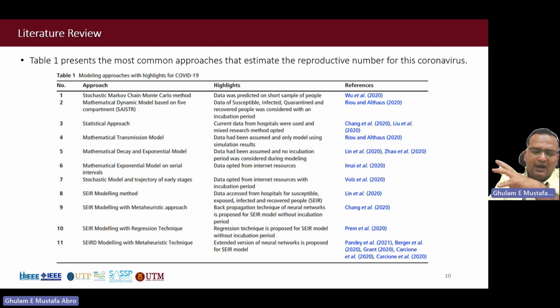The most used modeling approach that you can see is number 8 and 9. It is also used in several places, and some people also put a regression model in it, and then some people also took another variable, that is the dead people. So you can see on 11, they took susceptible, exposed, infected, or recovered, and then dead people also, to model this thing.